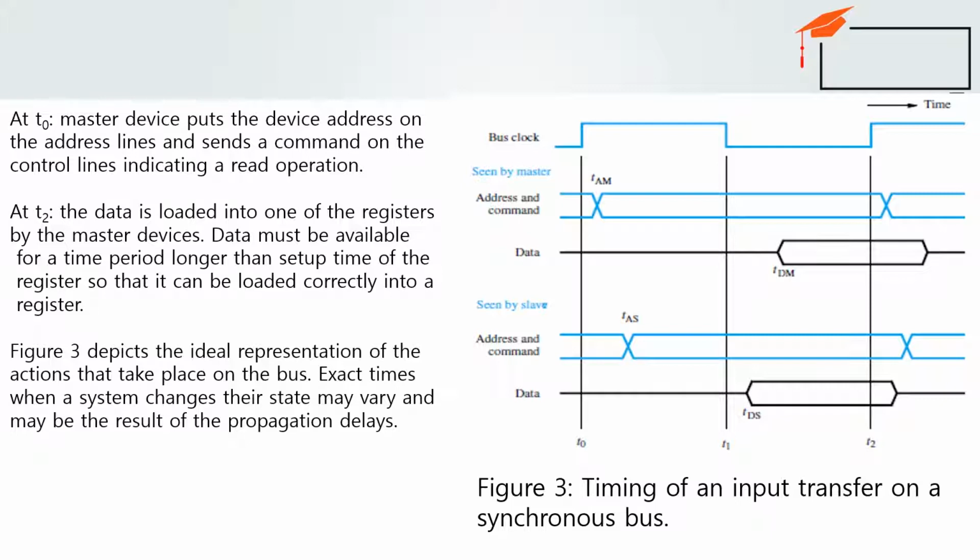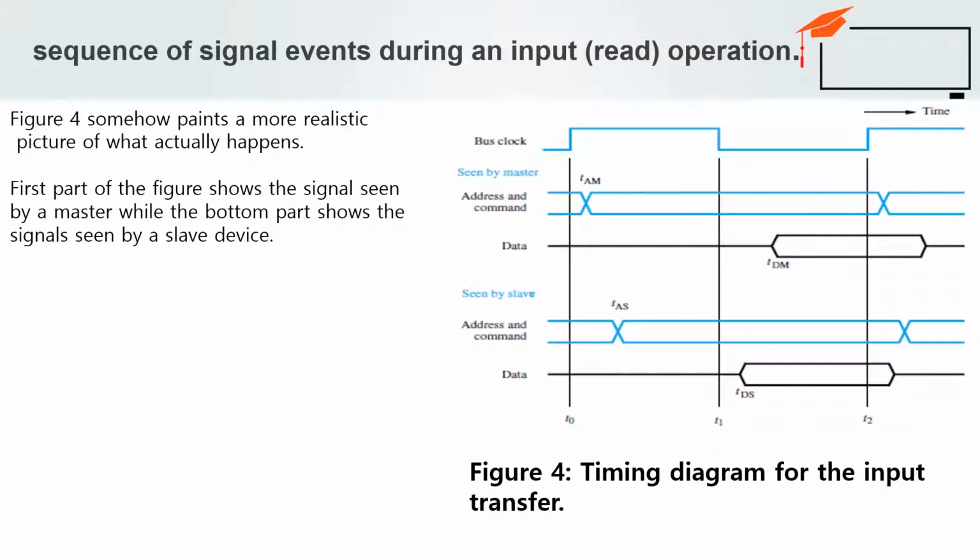Data must be available for a time period longer than the setup time of the register so that it can be loaded correctly into a register. Figure 4 paints a more realistic picture of what actually happens. In this figure, two views of every signal can be seen.